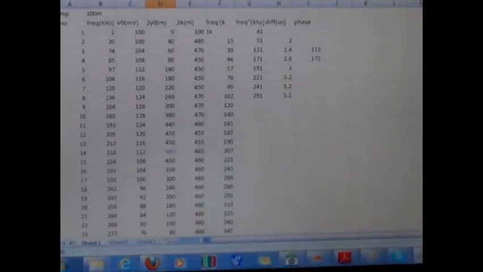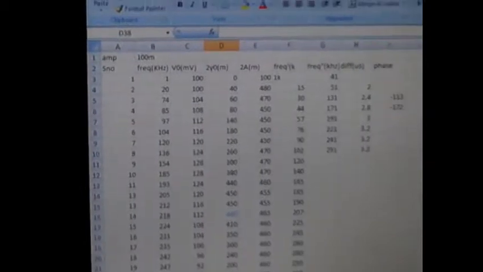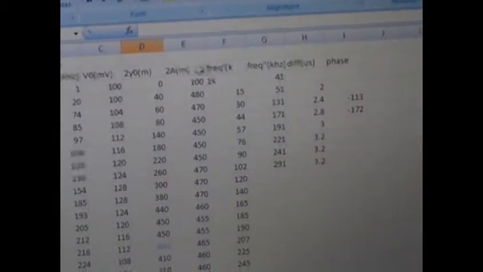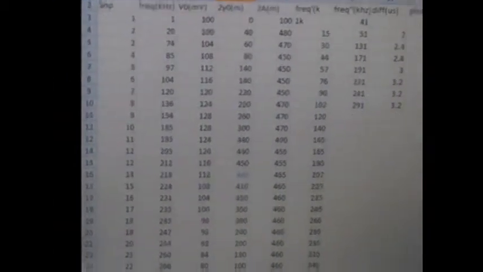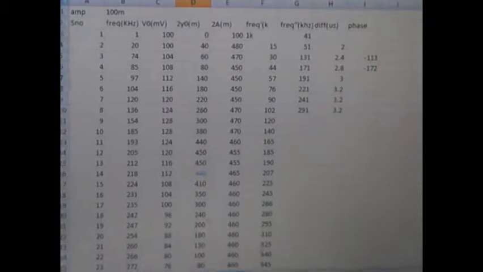So the first three columns correspond to the gain versus frequency measurements, and the rest correspond to phase versus frequency measurement. And so now we'll proceed on to the Lissajous figure method to find out the phase of the signal.